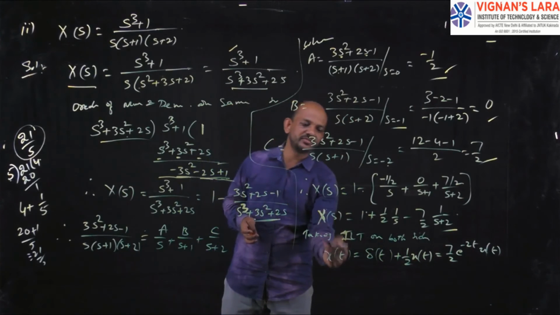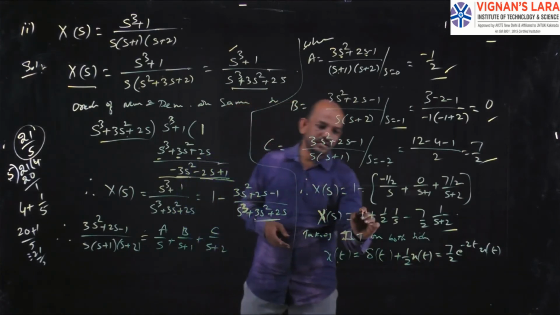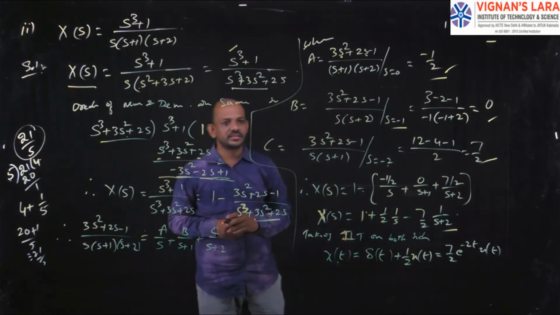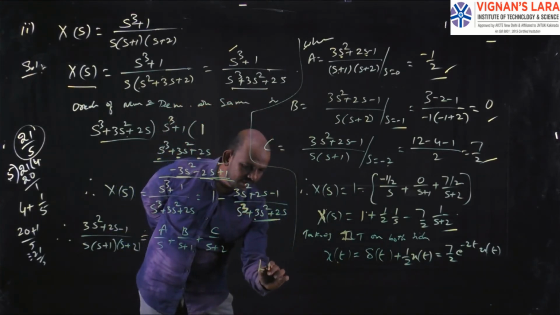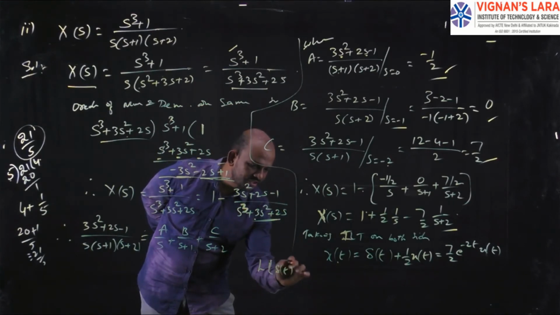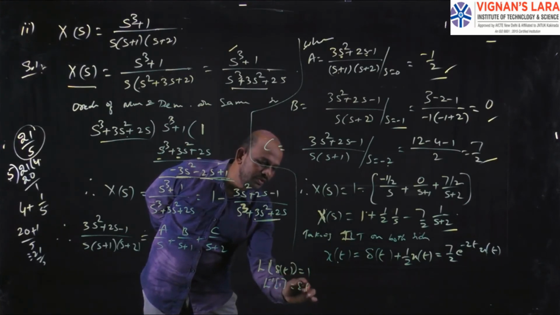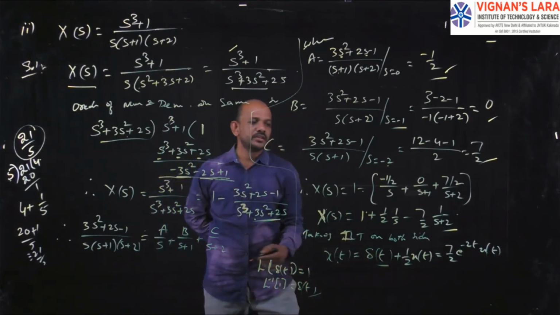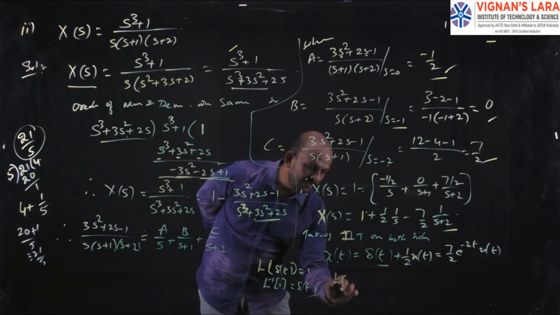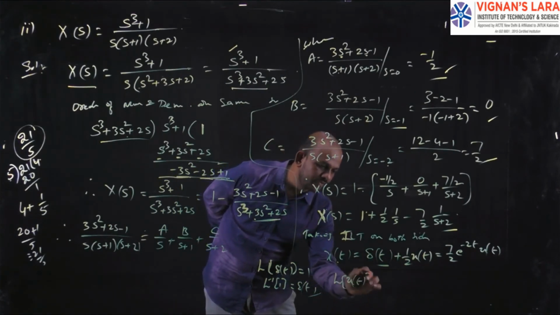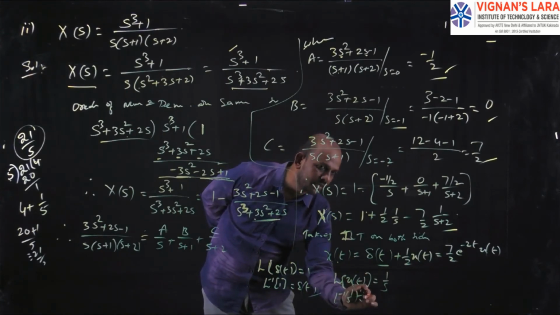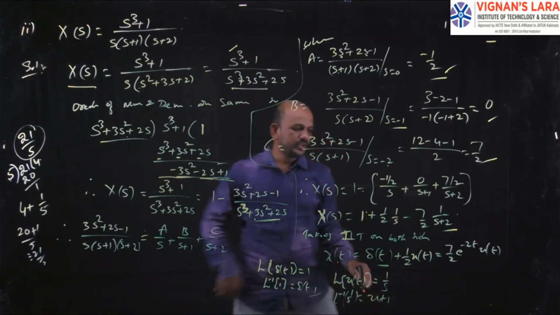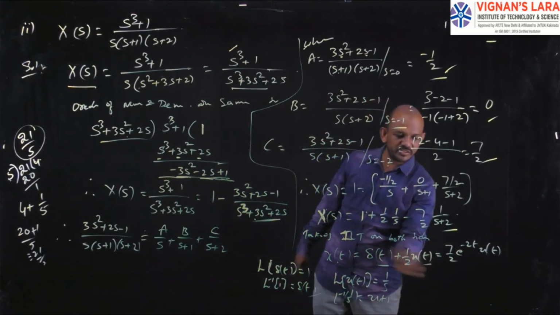So x of s will become as x of t and inverse Laplace transform 1. Nothing but we all know, Laplace transform of impulse function will be equal to 1. So inverse Laplace transform of 1 equal to impulse function del of t. So del of t. In the same way, we all know Laplace transform of u of t equal to 1 by s. So inverse Laplace transform of 1 by s equal to u of t.